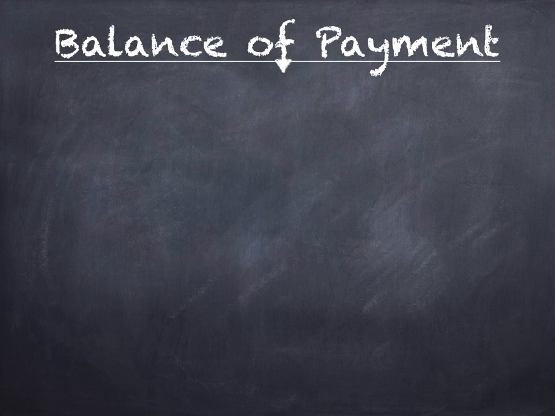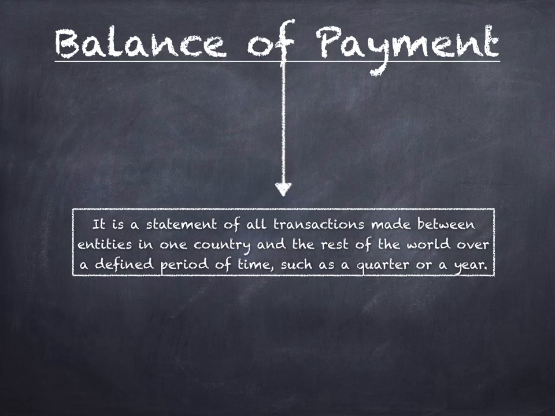Now, what is balance of payment of a country? Let's take a look. Balance of payment is a statement of all transactions made between entities in one country and the rest of the world over a defined period of time, such as a quarter or a year. Now, what is balance of payment? The transactions of all the people of one country with the rest of the foreign countries is noted down in this sheet, which is called balance of payment sheet.